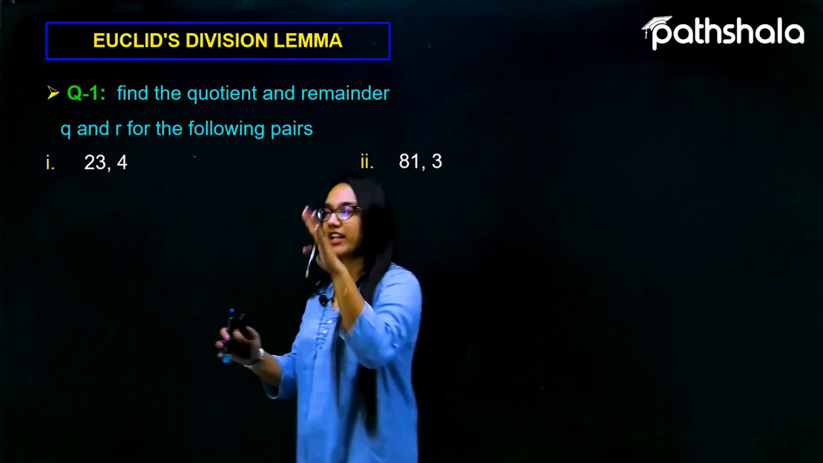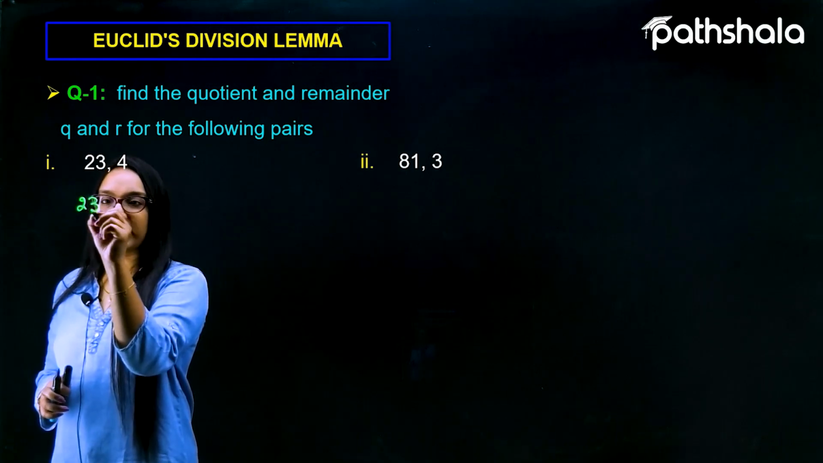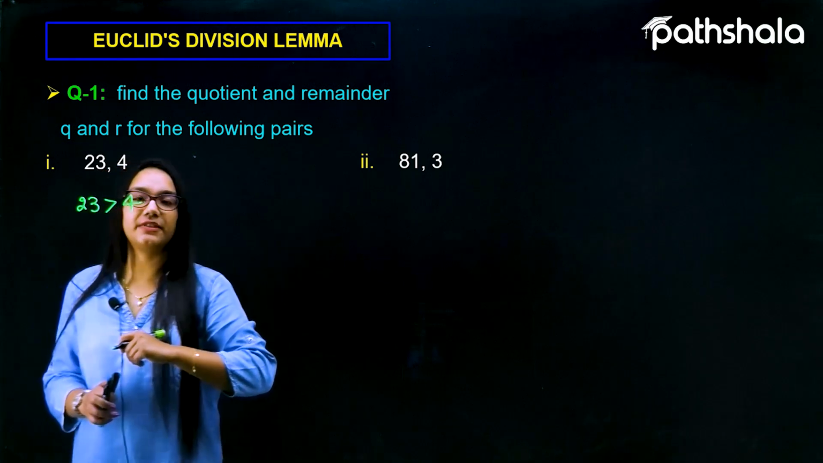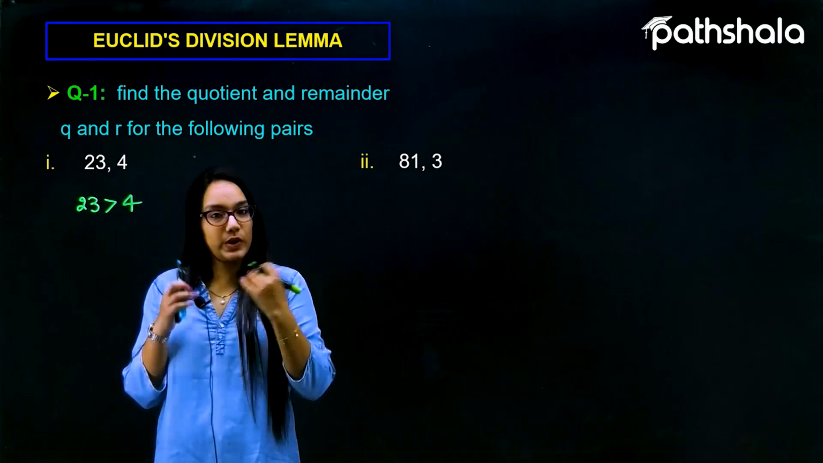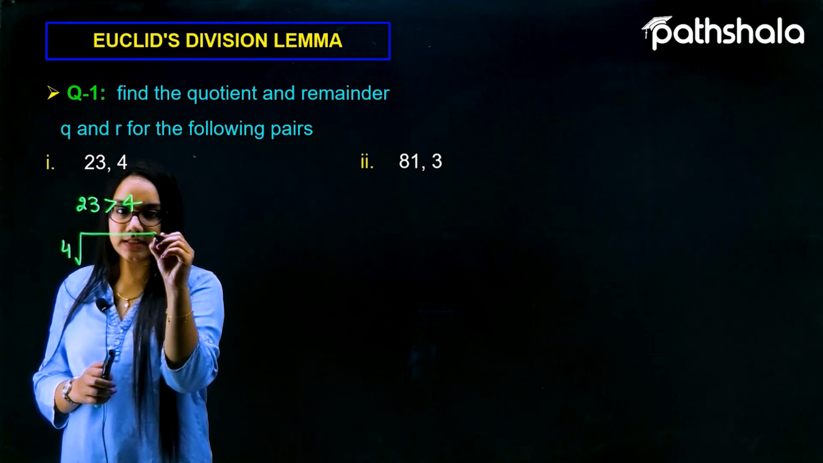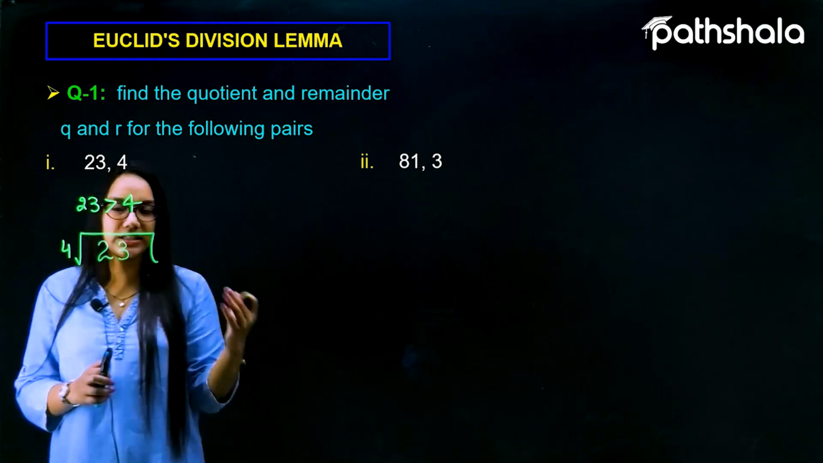So let's start with the very first part. Obviously the number 23 is greater than 4, so we will definitely take 23 as the dividend and 4 as the divisor. We are taking 4 as a divisor and 23 as a dividend. So let's start dividing it.